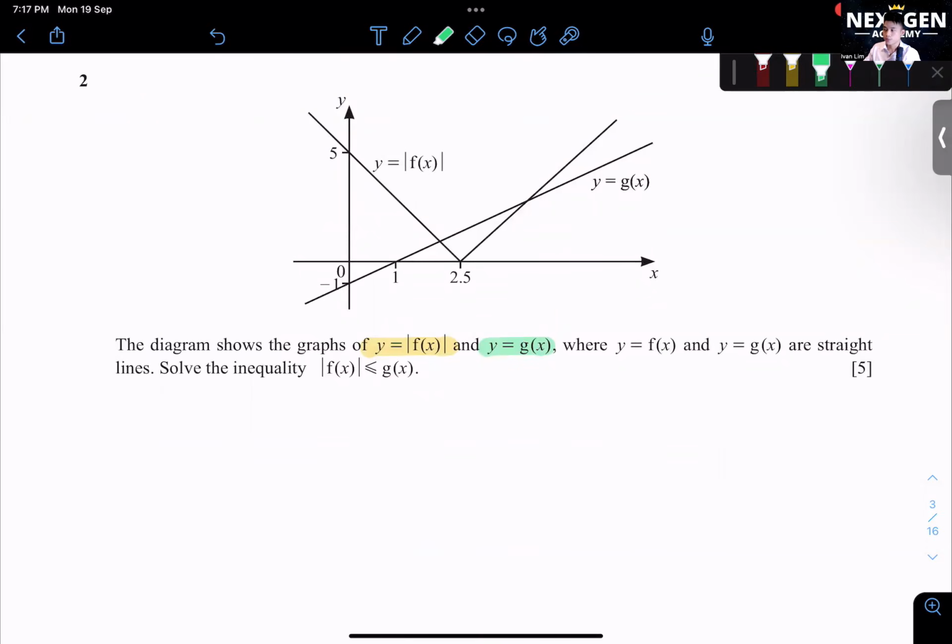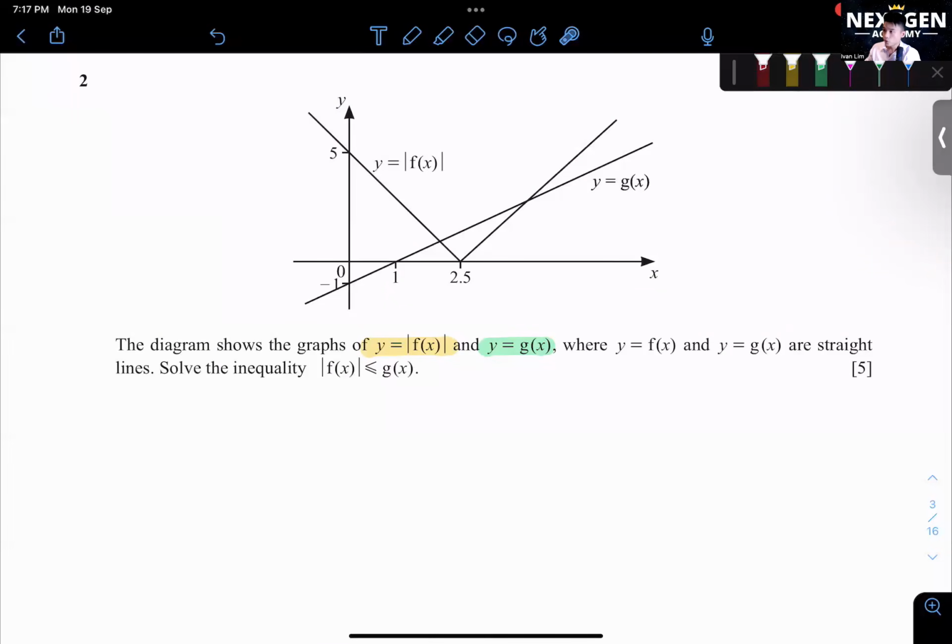How to do this? For this kind of question, you're going to construct the equation first, because we cannot read it from here. If you're going to read it, you're just going to estimate it, and you don't have graph paper also. So don't do all those things. What we want to do is construct what is f(x), what is g(x), then solve the inequality.